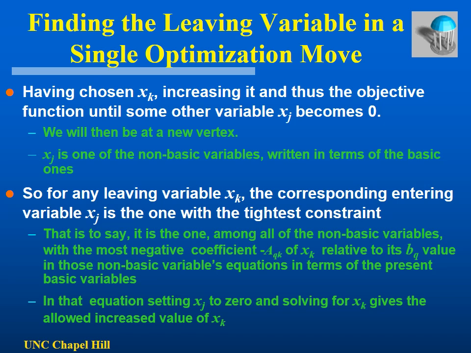If by some chance none of those ratios are positive, then there is no constraint. That is to say, we can move along the edge forever, and that's an indication that this original linear programming problem has no optimum. We can increase and increase without limit.